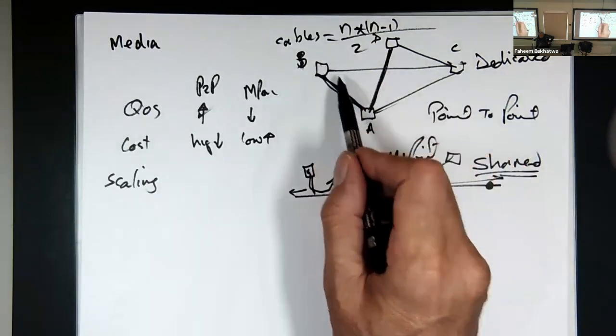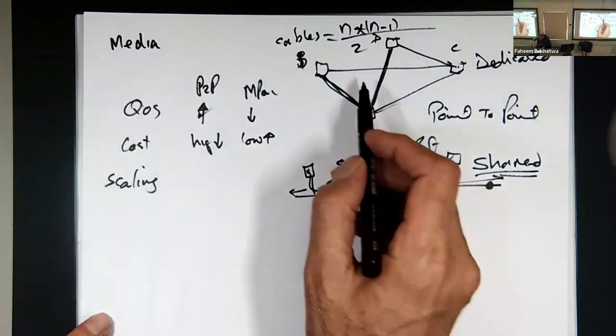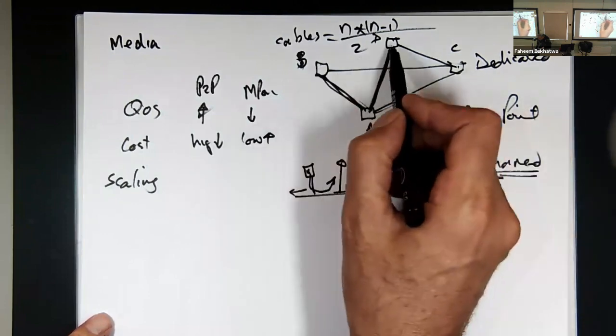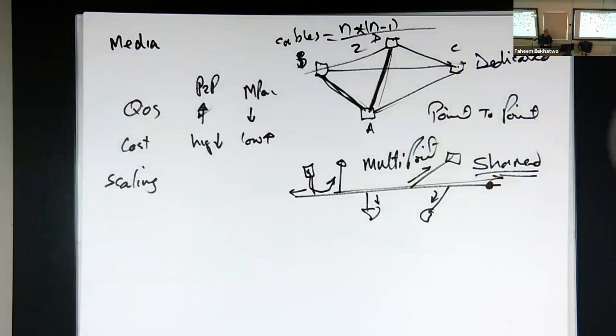So in this case, we have 1, 2, 3, 4 machines. 4 times 3 is 12, divided by 2 is 6. So in order to connect every device to every other device, you actually need 6 wires. How come here we only have 1, 2, 3, 4, 5? Well, here's the 6th one, in order to connect.